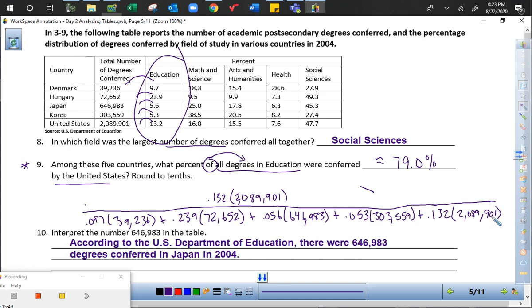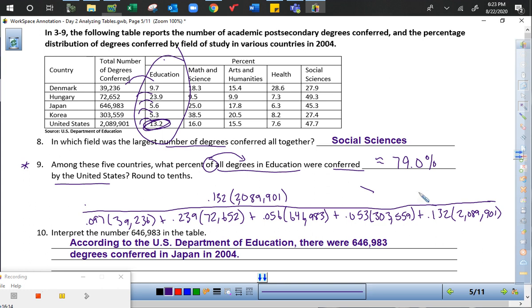Then on the top it says, were conferred by the United States. Well, we're in this education column, but we only want to look at the United States. That's this 13.2. So that last little thing goes on top as well, and you can calculate the percent.